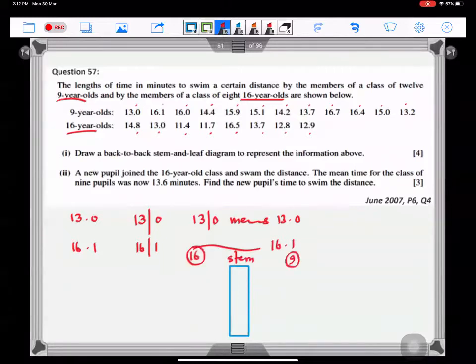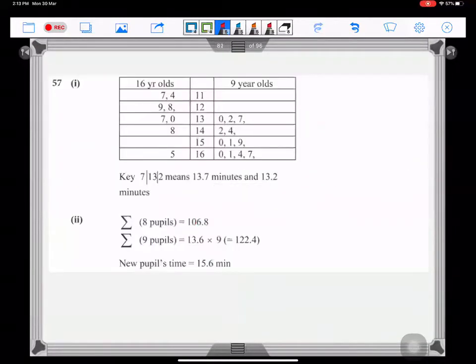And the stem could be starting from 11, I see 12. I think 11 is the shortest one, smallest one. So therefore, this is like 11 and then 12 and then 13 and then 14 and 15 and 16 and so on till whichever value it goes. So that's how it looks like. 9 on the right, 16 on the left. That's the first thing. You have 11, 12, 13, 14, 15, 16.